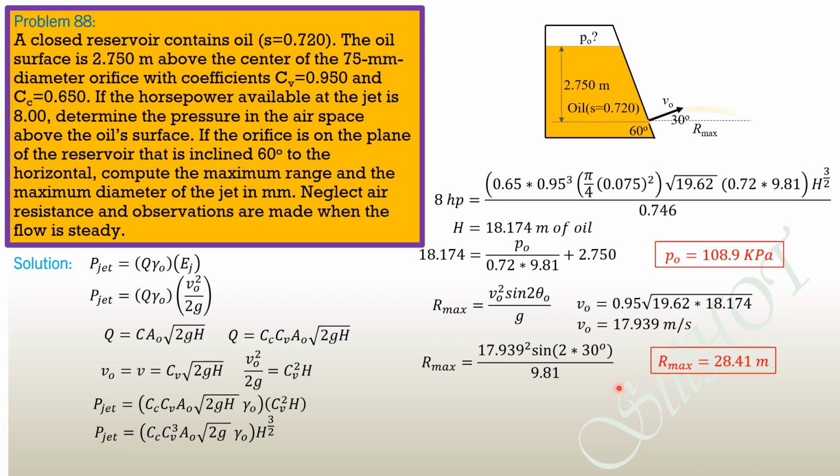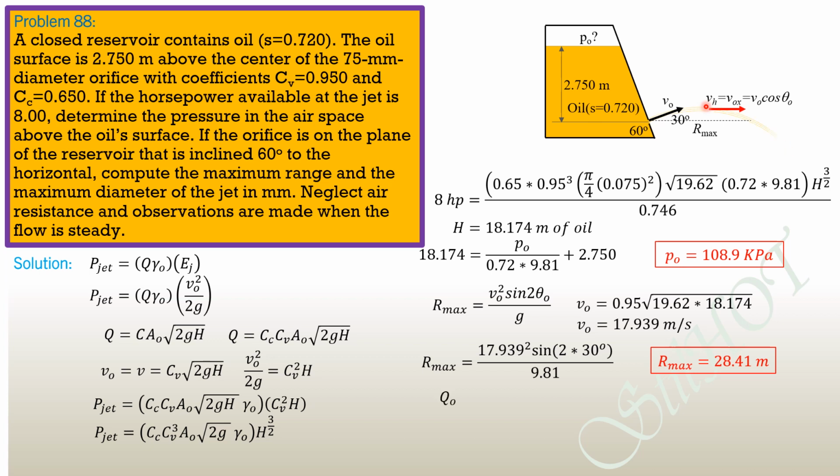Then for the maximum diameter, it occurs at the highest point. This is because the velocity at the highest point is the horizontal component of velocity, which is VO cosine of theta O, because the vertical component is 0 at the highest point. So therefore, the minimum velocity occurs at the highest point. Because the minimum velocity is at the highest point, the diameter there is also maximum.